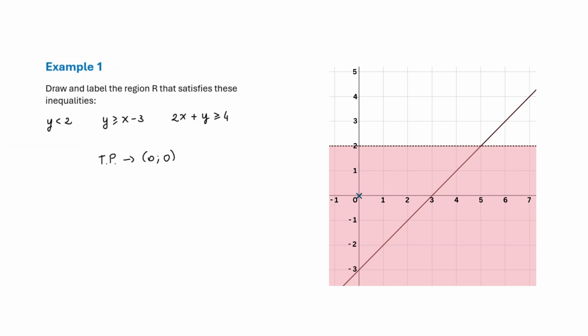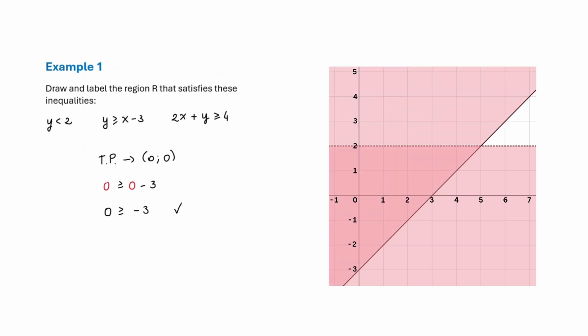This gives 0 ≥ 0 − 3. So 0 ≥ −3. This is true. So the point (0, 0) satisfies the inequality. Therefore, we shade the side that contains this point.